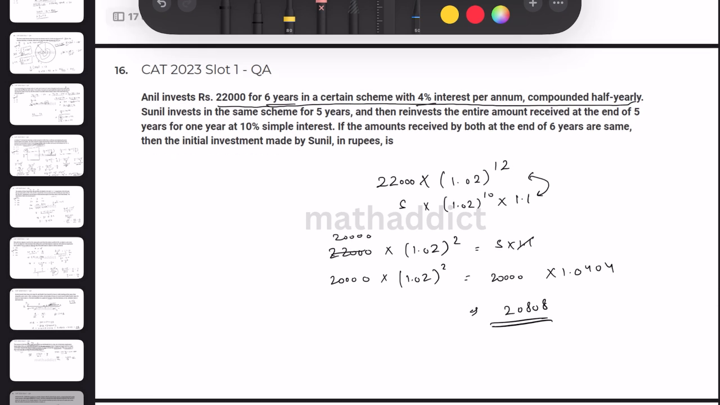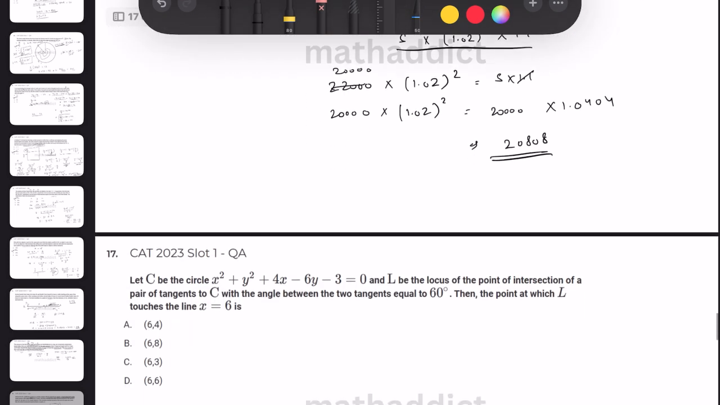So if 4% interest per annum compounded half yearly, so half year interest would be 2%, and compounded half yearly, that means there would be 2 cycles in a year, so 6 years means 12 cycles. So that's the principal into the interest amount. Interest rate would be the total amount, and similarly we do that for this and we get our answer.